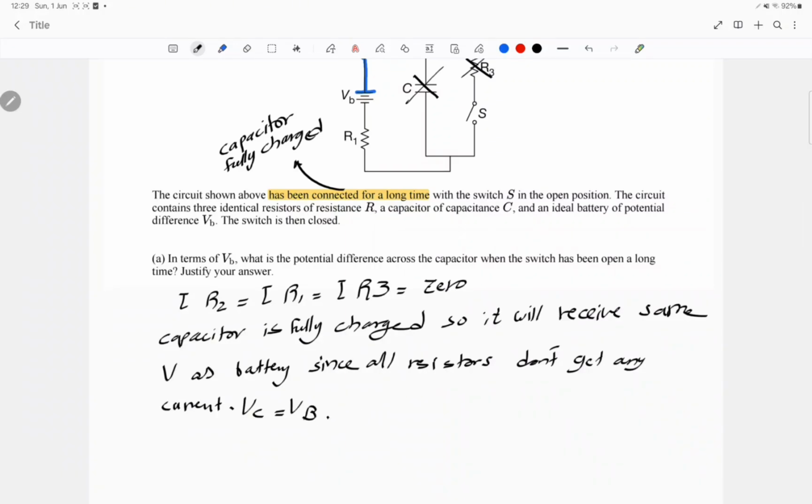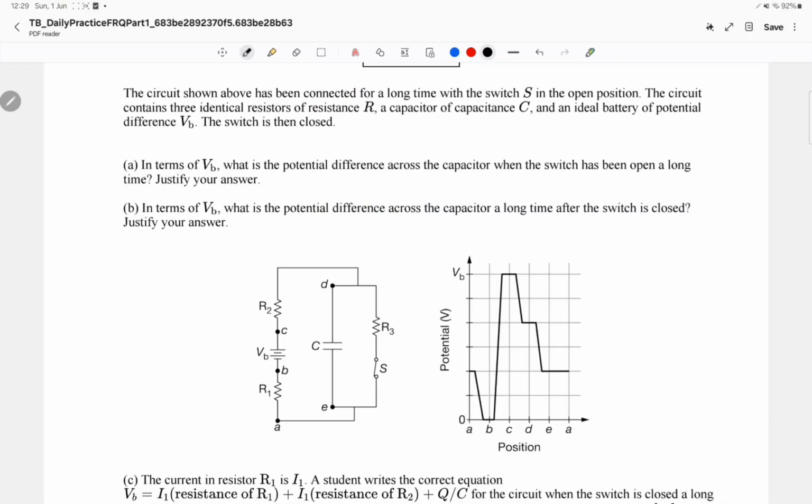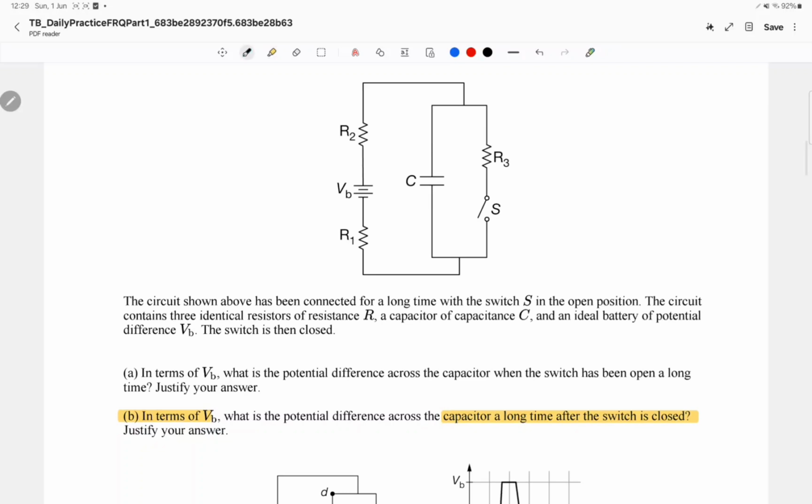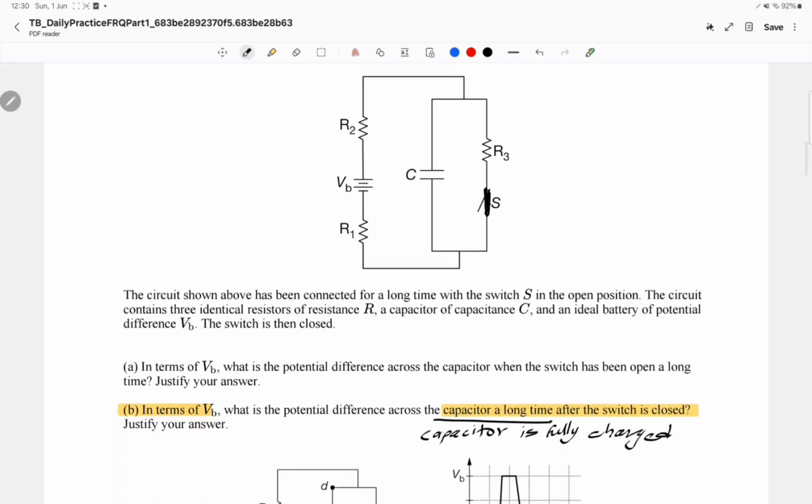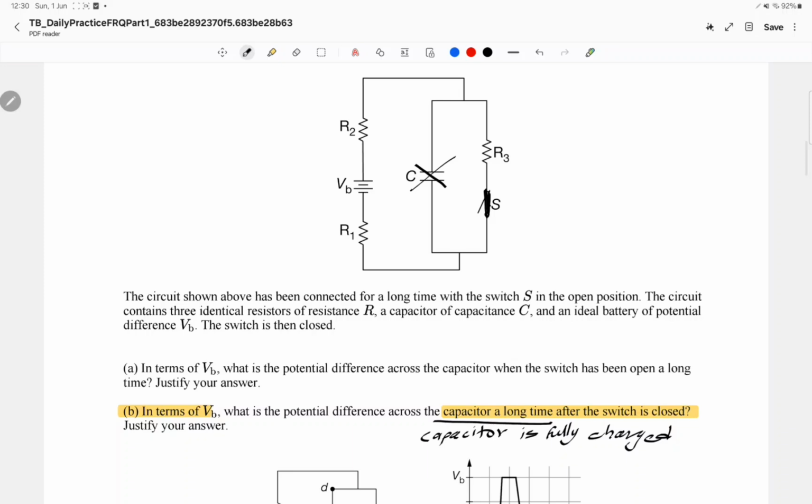Okay? That's part A. Let's go to part B. In terms of VB, what's the potential difference across the capacitor a long time after the switch was closed? So the switch has been closed for a long time. When they say a long time, that basically means that your capacitor is fully charged. And if it's fully charged, no current can go through it.